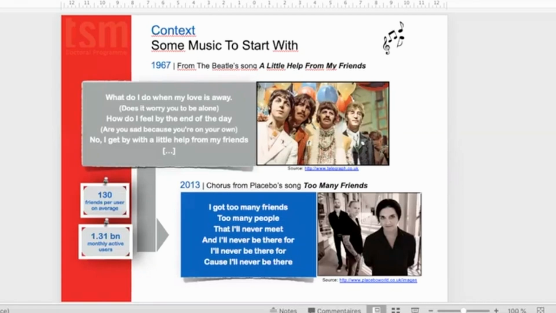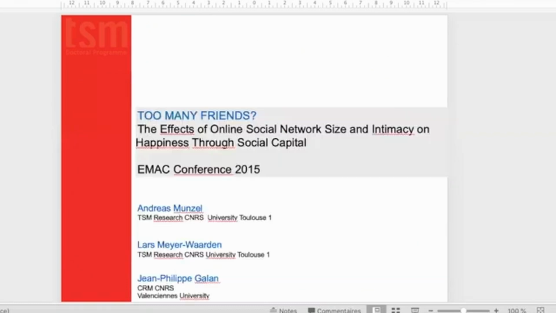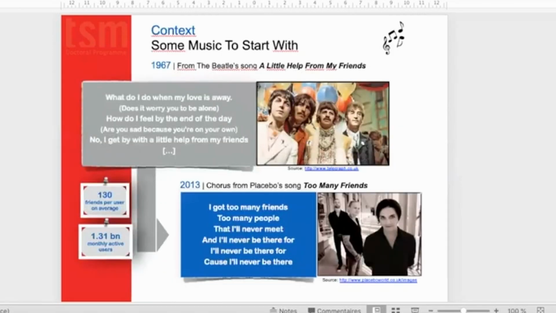So we decided to start with a song, because our research is about friends, about the tension of having too many friends. On Facebook we have a lot of friends, most of whom we don't know. The idea is, what is the impact of friends on our well-being and happiness? If the number of friends increases, does it impact happiness positively or negatively through a concept called social capital? We started with a Beatles song, A Little Help from My Friends, from 1967.